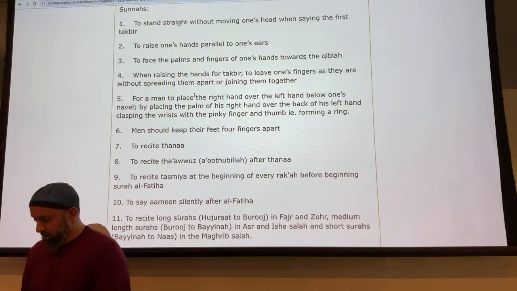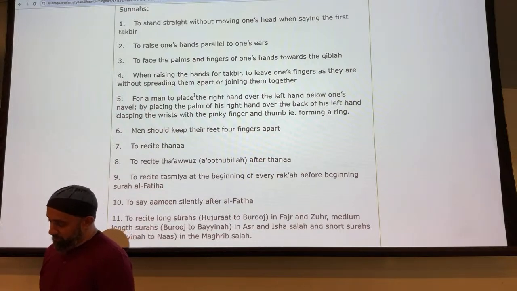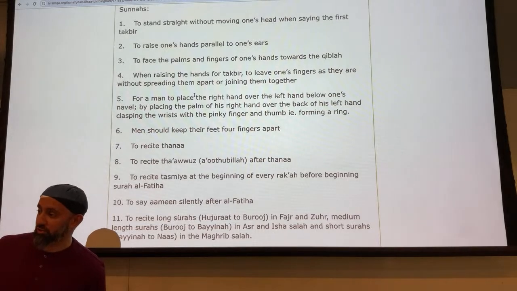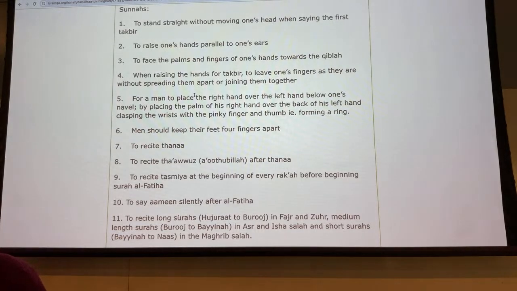Okay. To face the palm and fingers of one's hands towards the Qibla. The Qibla is the direction of prayer, facing Mecca towards the Kaaba. So all of your body is oriented in the direction of that. So when you're raising your hands, palms and fingers are also facing, right? So it's not like I put my hands up like this, or like I'm cupping them in some way. Like everything is facing in the direction of the Kaaba. Why is this like particular?